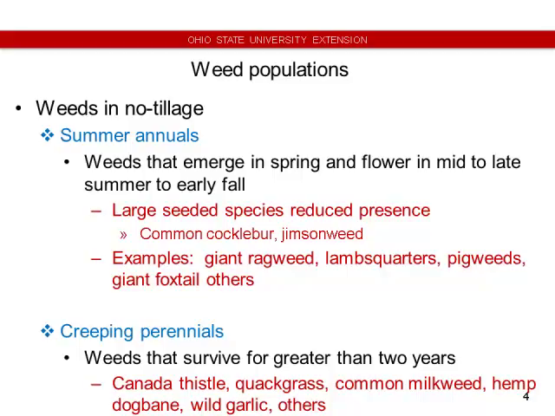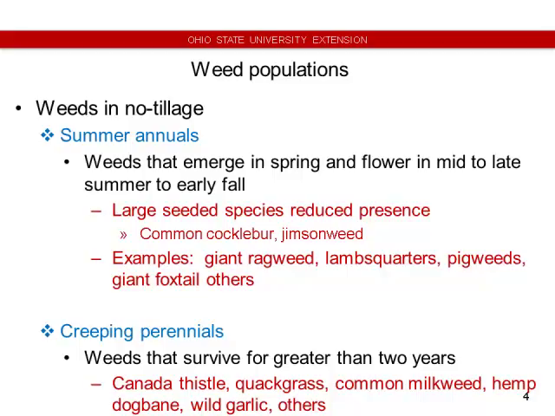In a no-till environment, you're going to have plenty of opportunity for lamb's quarters and pigweed species to be prevalent out there. Creeping perennials become a real big issue. Before Roundup Ready, this was a huge issue for us because we had few herbicides available to help manage these things. But Canada thistle and quackgrass are going to become more prevalent in a no-till environment than they were in a tilled environment.